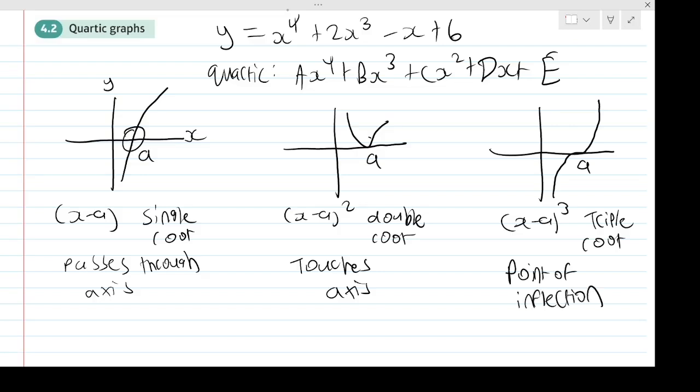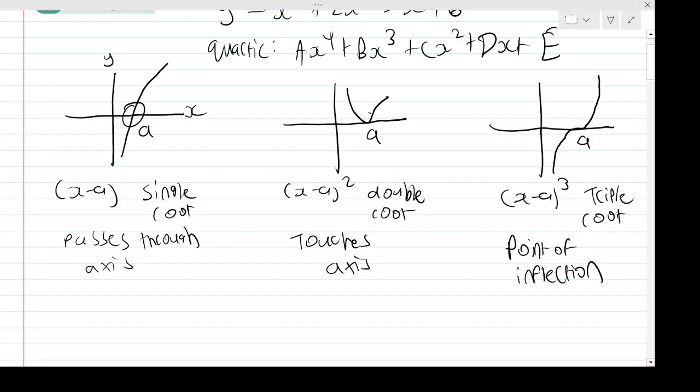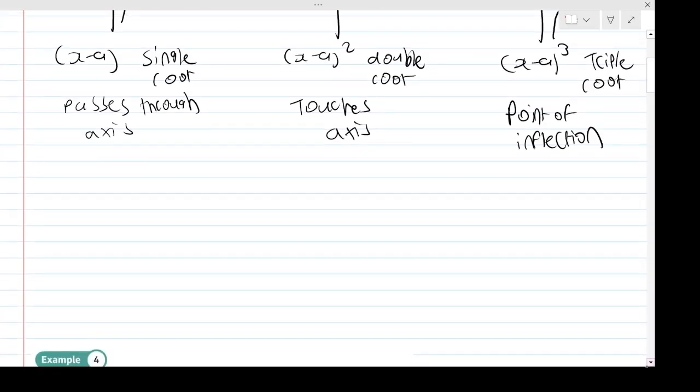Cool. So that's the main idea again with this section: we can factorize the roots of x to the 4 and so on, and we can look at the roots and the factors, and it will form pretty much the same idea, of whether it passes through the axis, whether it'll touch the axis, or whether it'll form a point of inflection where it starts to level off around that point. That's the same idea we're going to use.